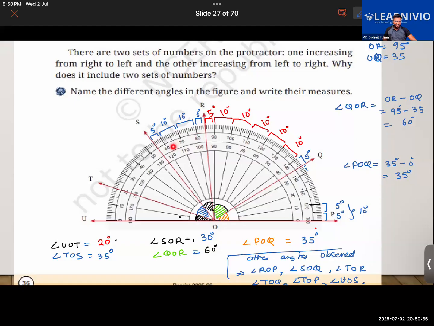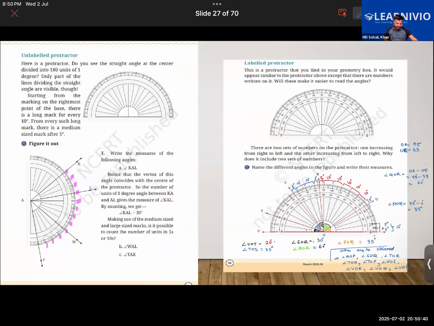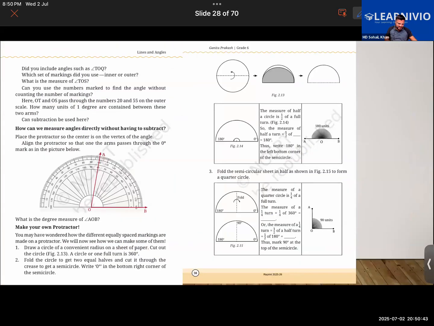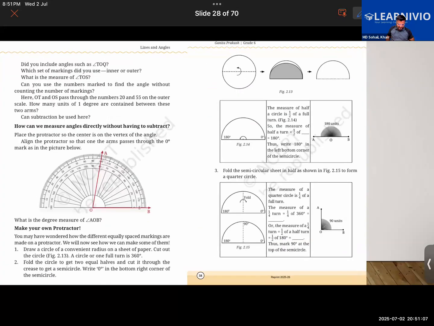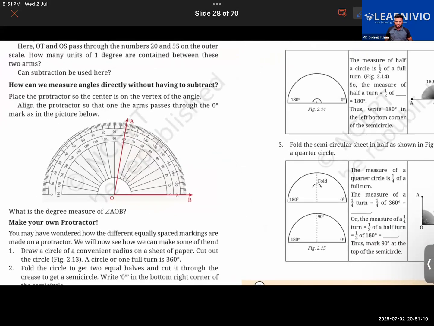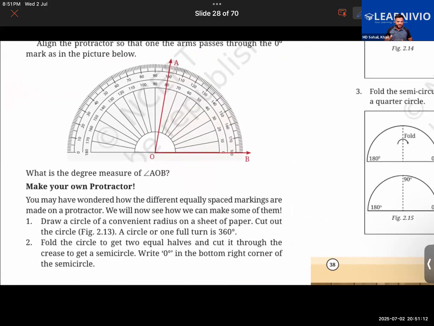Same thing we can repeat for the other angles also, which we have found by the counting of the divisions here. So the question was, how can we measure angles directly without having to subtract? That one also we have understood by counting the division, or one of the best ways is to simply use the protractor. Now here, an activity is being described with the help of which you can make your own protractor. Let me just give you a description of how you can make it. We're not going to go deeper into this. We will just switch to the exercise.